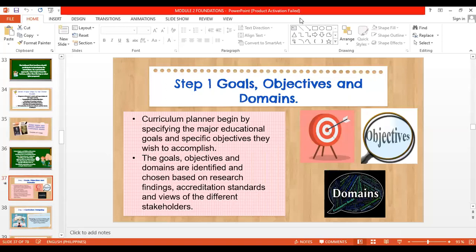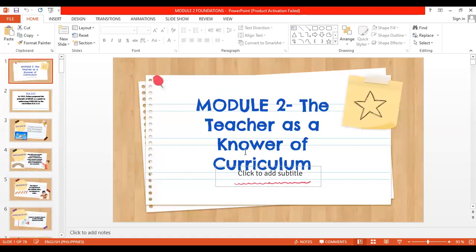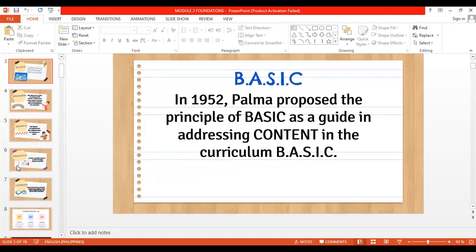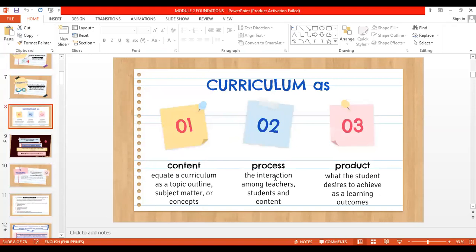What we have discussed today or this week is how the teacher becomes a knower of the curriculum. The importance of knowing the curriculum or subject matter is to show that you are a master of it and you have the capability of teaching it to your students. That is why in a demo, you must master the topic so that you are one of the credible sources for the students. So we have studied the basics. We have studied the views of the curriculum as a content, process, and a product.